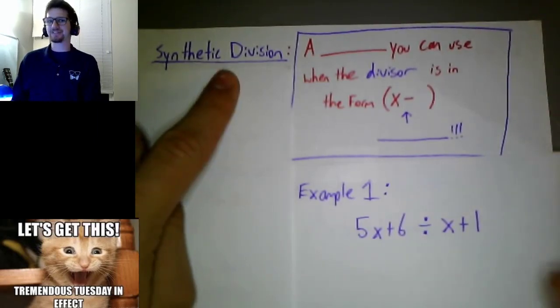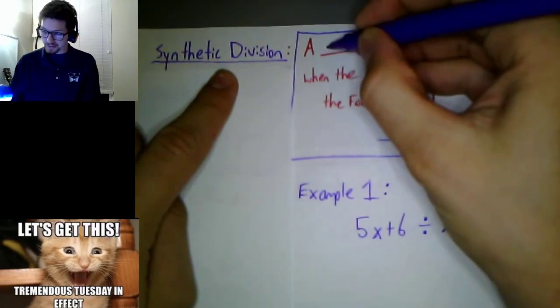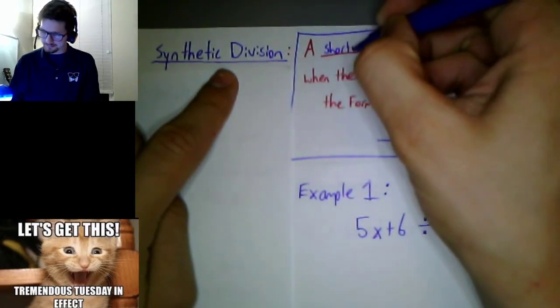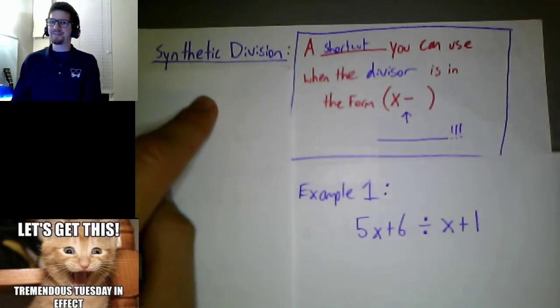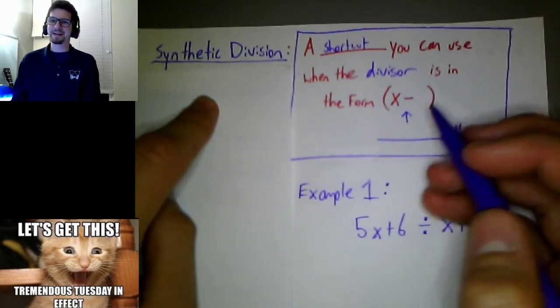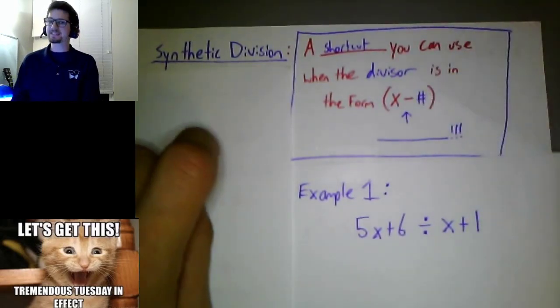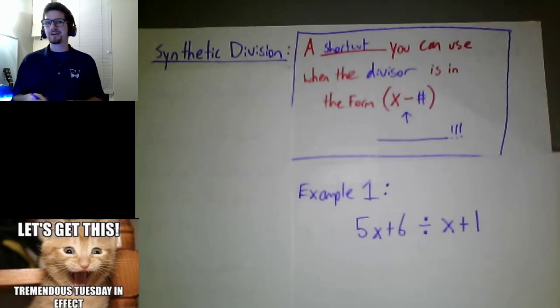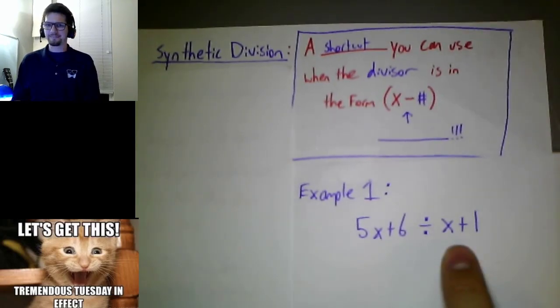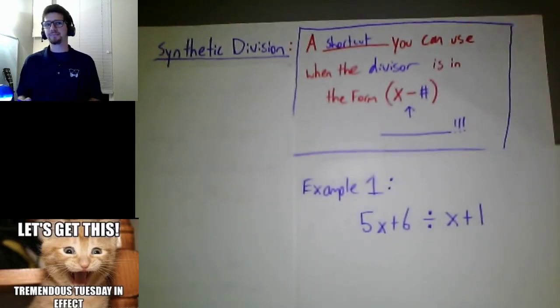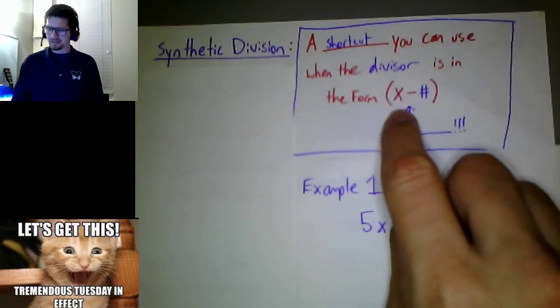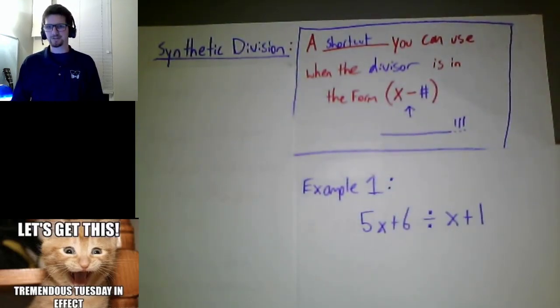What is synthetic division? Synthetic division is a shortcut you can use when the divisor is in the form of x minus something. To you, this is a hashtag. To me, it's the symbol for a number. So when your divisor looks something like this, x blank number, then you can use this. Now, if it was 3x plus 1, you couldn't use it. If it was 10x minus 1 half plus 2, you couldn't use it. If it's plain old x plus or minus a number, you can use it.